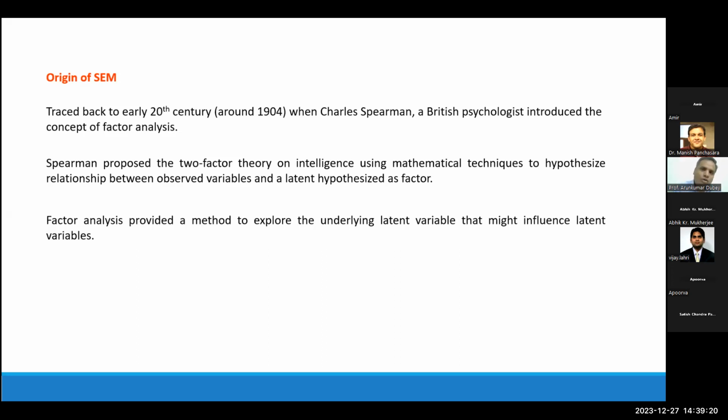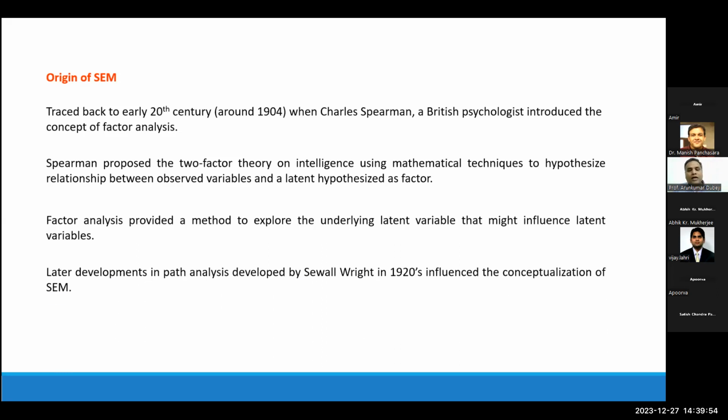So a construct or a variable that cannot be measured directly is always a latent. And to measure a latent construct, you require n number of items in order to find out that latent construct. Here, if you focus on the third line, it says factor analysis provides a method to explore the underlying latent variable that might influence other variables. So there is one hidden variable which is impacting other variables. That is essentially the idea of factor analysis.